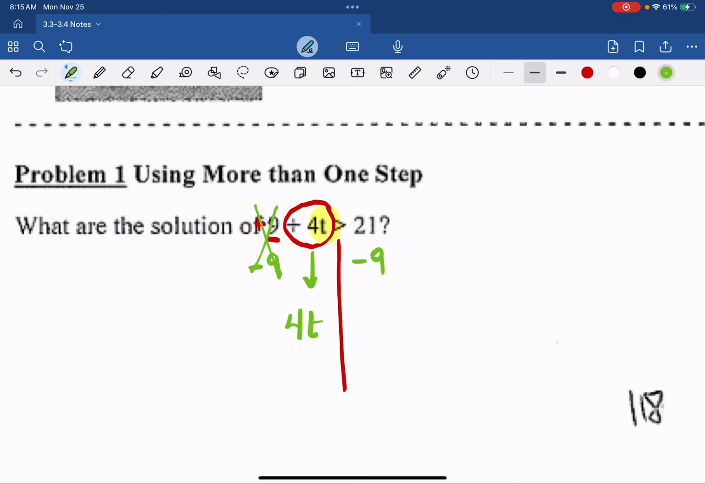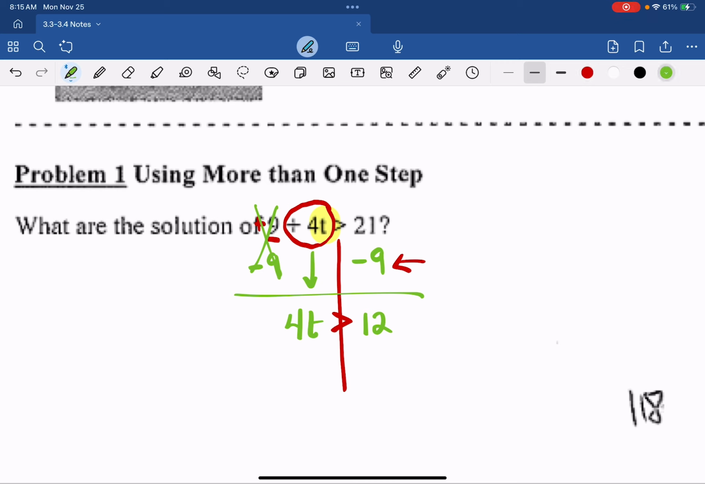And on the other side here, I have a 12. Okay? Bring my sign down at this point because I'm subtracting 9. I'm not dividing or multiplying by -9. I'm subtracting 9. So I bring my 4t down, I bring my sign down, I bring my 12 down.